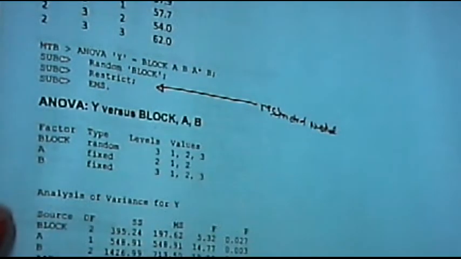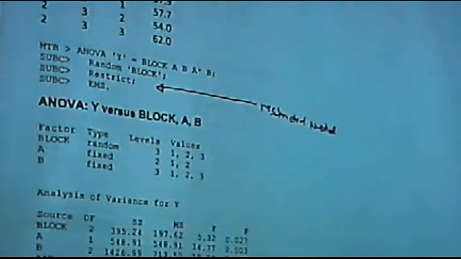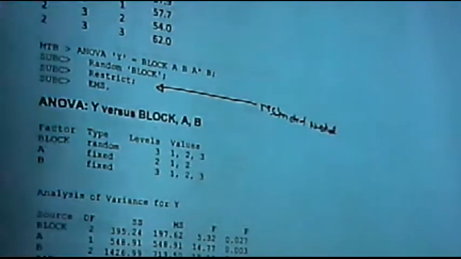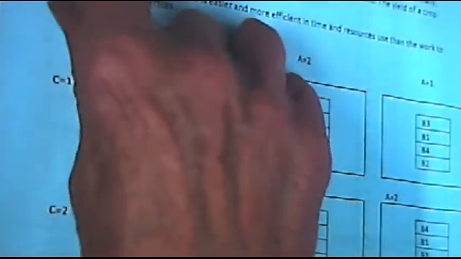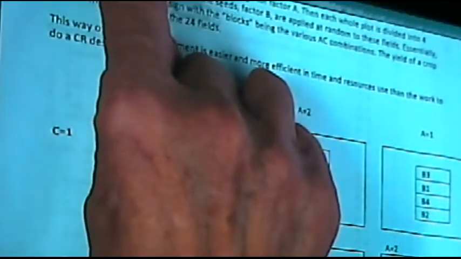Okay, so anyway, I think that's the key with solving the problem, to set up the model that way, with block standing alone. And I might just point ahead to something we talked about last time. This is the split plot experiment handout, and we'll continue talking about that today.